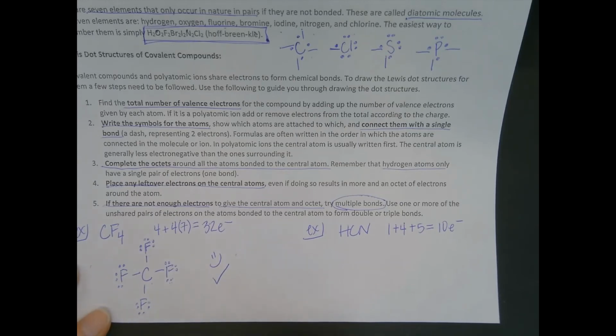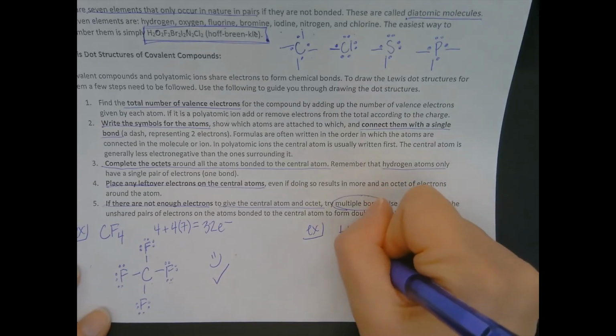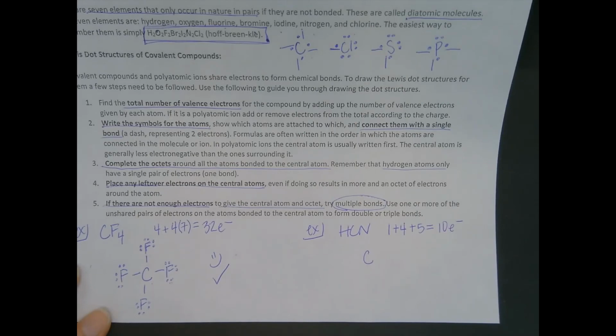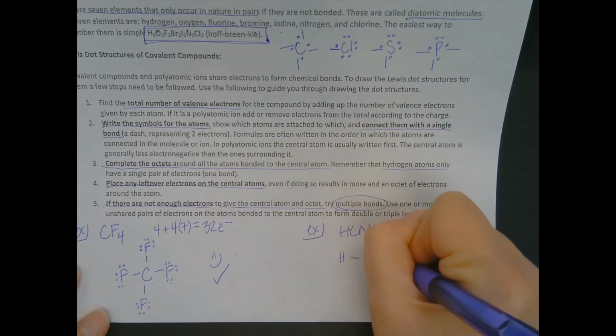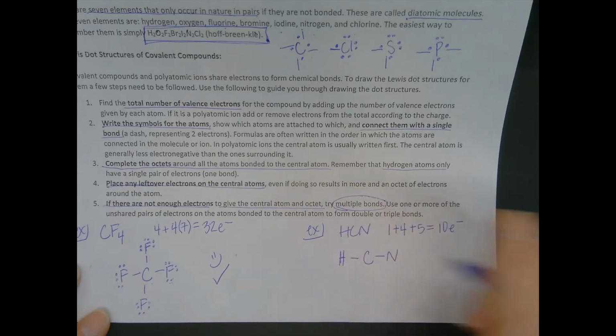So step 2, write the symbols for the atoms and connect them with a single bond. Who is the center of attention? Carbon. So who is in the middle? Carbon. Okay, so carbon is in the middle. Remember how we said that sometimes they're written in how you draw them? HCN. So the C is in the middle. So that means I'm going to single bond to a hydrogen and single bond to a nitrogen.